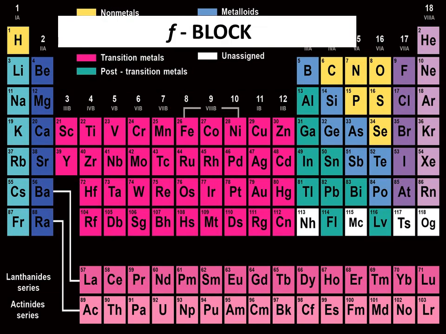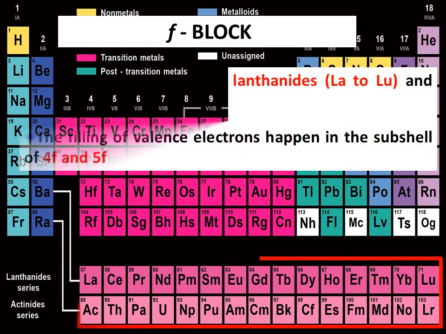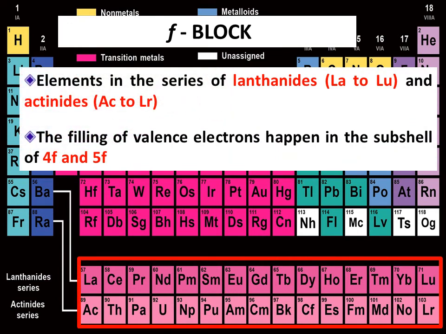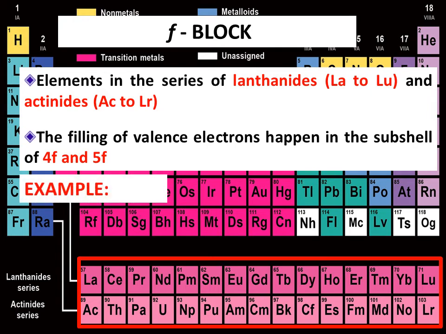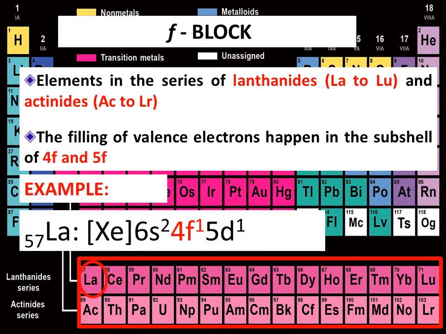F block. It involves the elements in the series of lanthanides, lanthanum to lutetium, and actinides, actinium to lawrencium. The filling of valence electrons happens in the subshells of 4f and 5f. Example: the electron configuration of lanthanum is xenon core, 6s2 4f1 5d1, and the filling of valence electrons happens in the subshell of 4f.